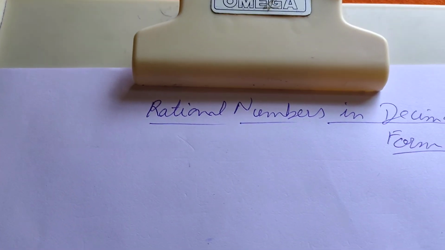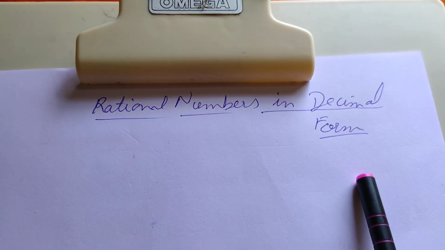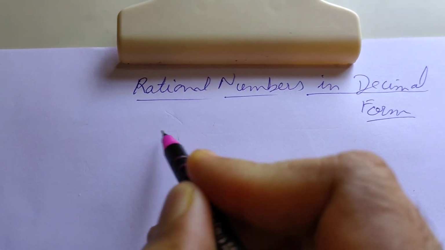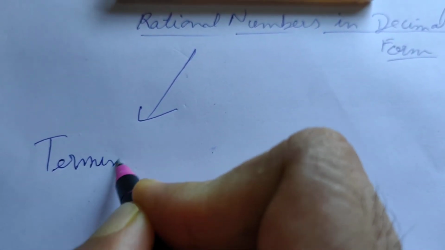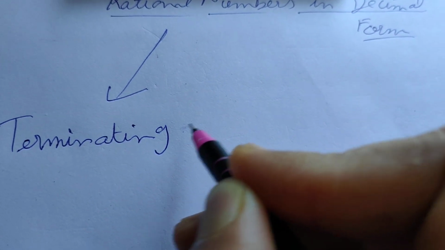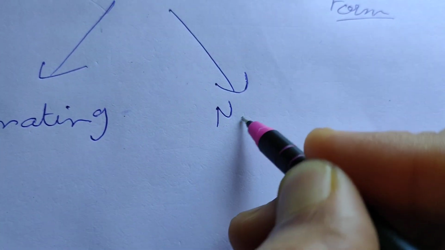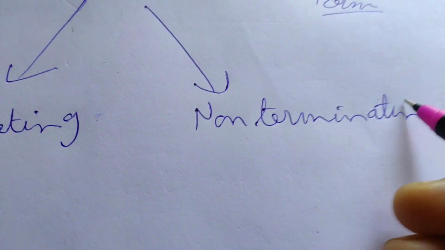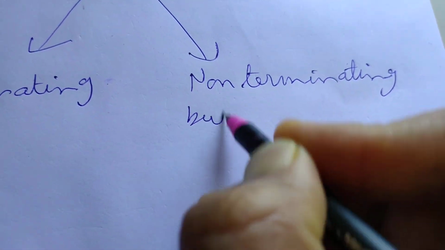In this video, we'll learn about rational numbers in decimal form. Rational numbers in decimal forms are of two types, terminating and non-terminating but repeating. So they are of two types. One is terminating, and the other type is non-terminating but repeating.